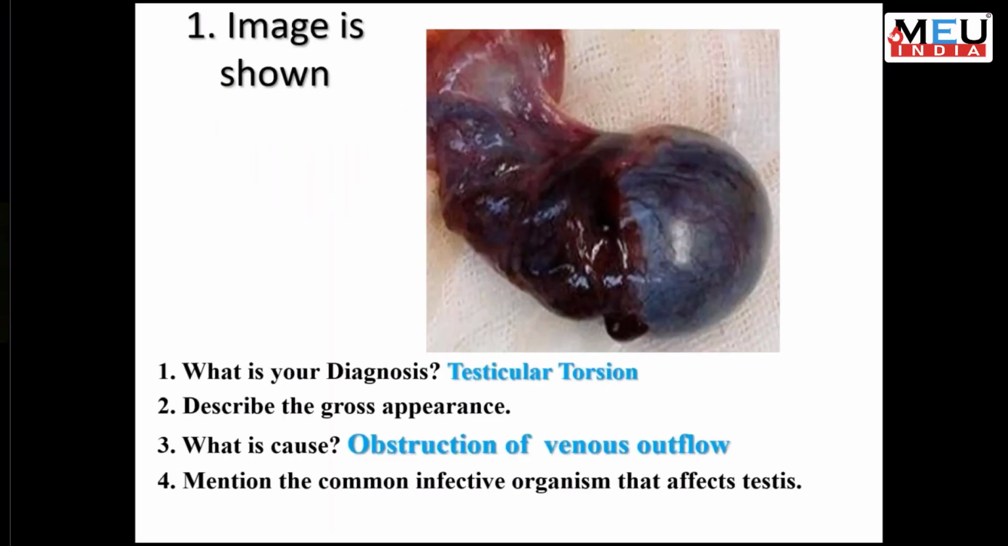So an image is given here. What is your diagnosis? Describe the gross appearance of this lesion. What is the cause of this lesion? And mention the common infective organisms that affect the testis. We can discuss here whatever organisms affect and produce orchitis, common and uncommon organisms also.